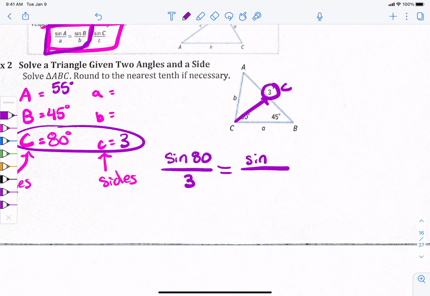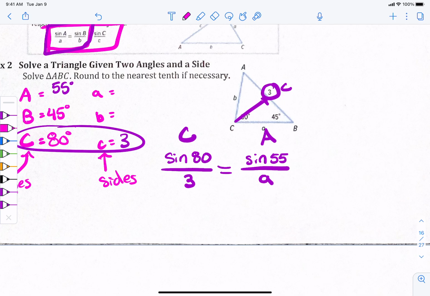Which one do you want to solve for, A or B? A. Sine of 55 over X. A or X, whatever you want to call it. So that's how you'll set it up. We're going to solve for him, and then we'll find B after that. Do you see how we set that up? Sine of C over C equals sine of A over A, right? These are the C's and these are the A's. So now we just cross multiply and divide, right?